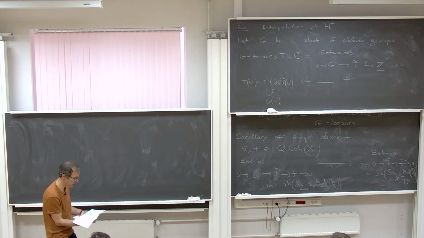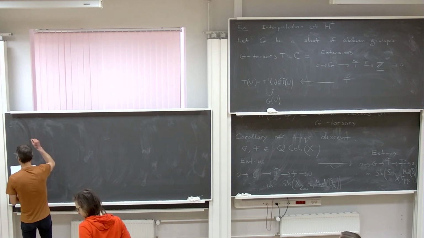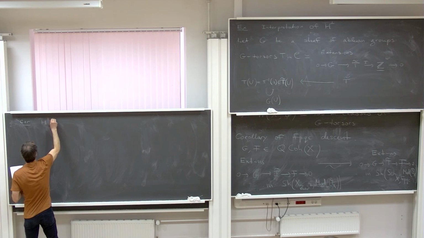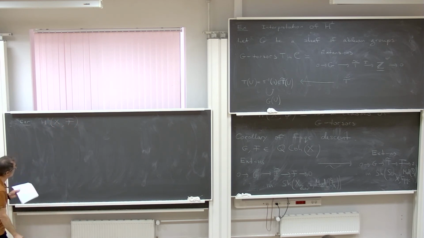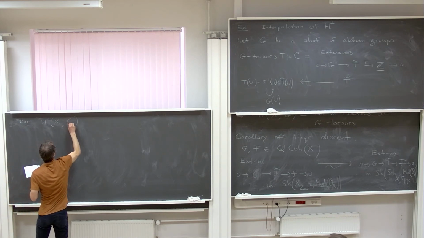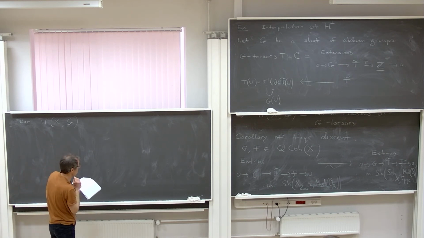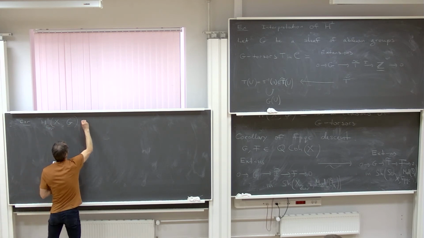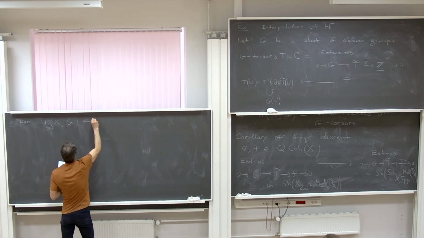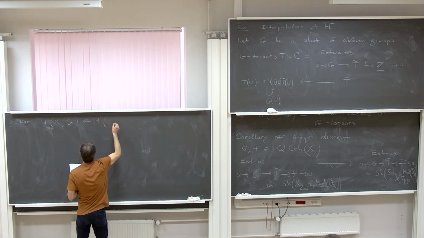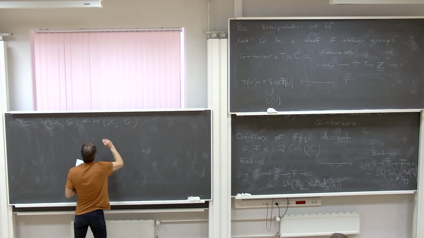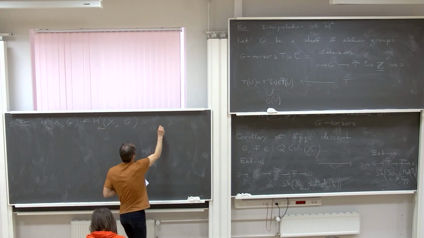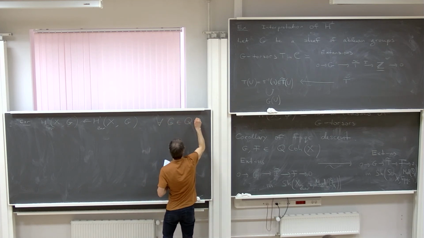So this has an interesting consequence. The corollary is that H1 of X with coefficients in any quasi-coherent sheaf G in the FPQC topology is the same as the cohomology of G in the Zariski topology, for any G in the category of quasi-coherent sheaves on X.